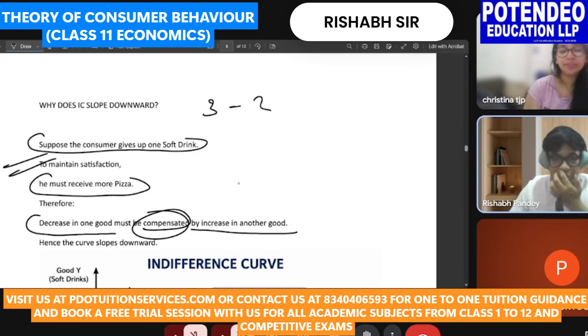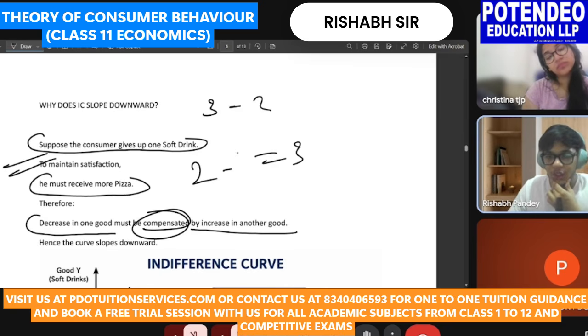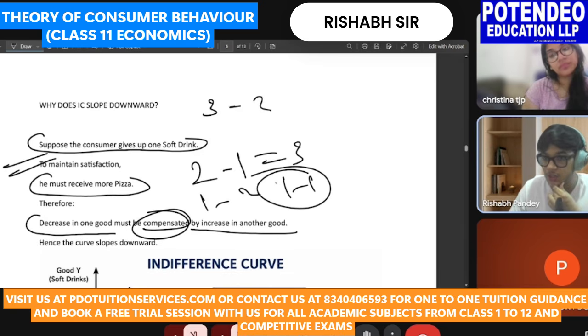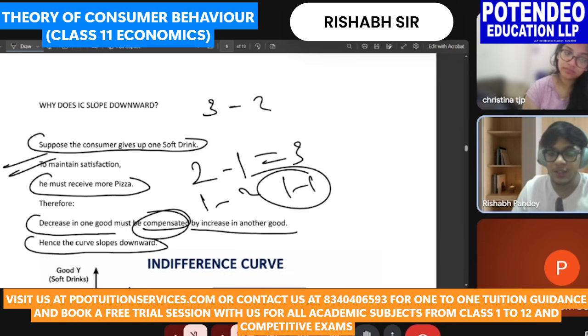If I have total utility of 3, 2, 1, 1, 2, don't give me 1, 1. That is underutilization. Remember this thing we talked about? Hence the curve slopes downward, because when one good is given up, the other should be compensated by the one which is already given up. Do you understand? No doubt, please write this down: why the slope is downward, for your theory.